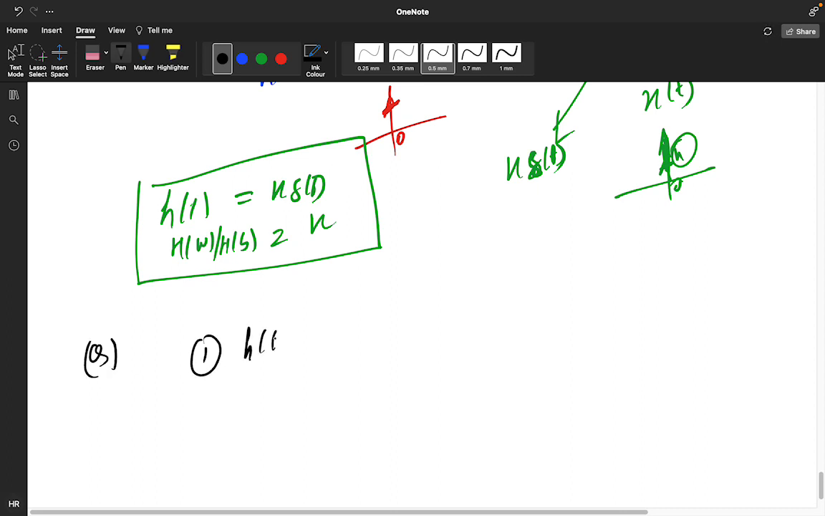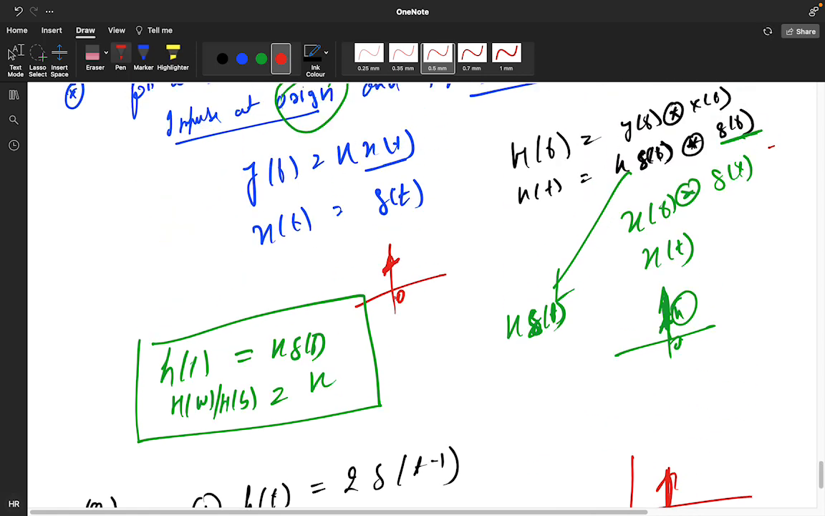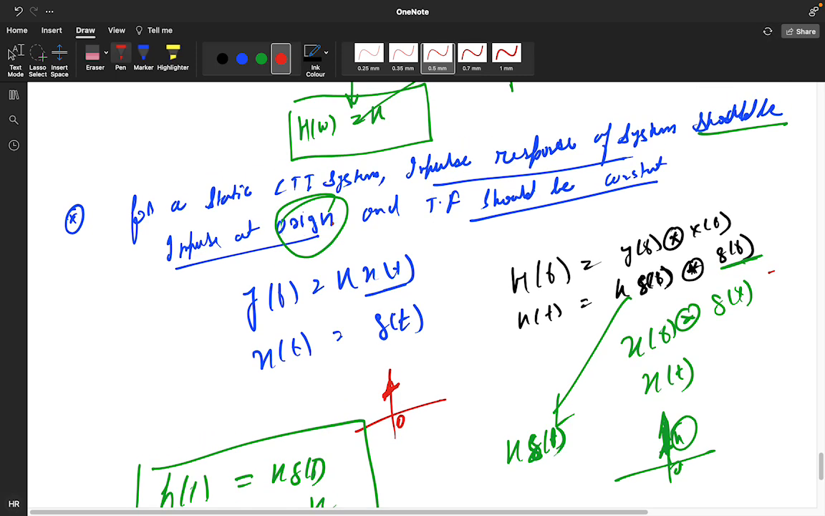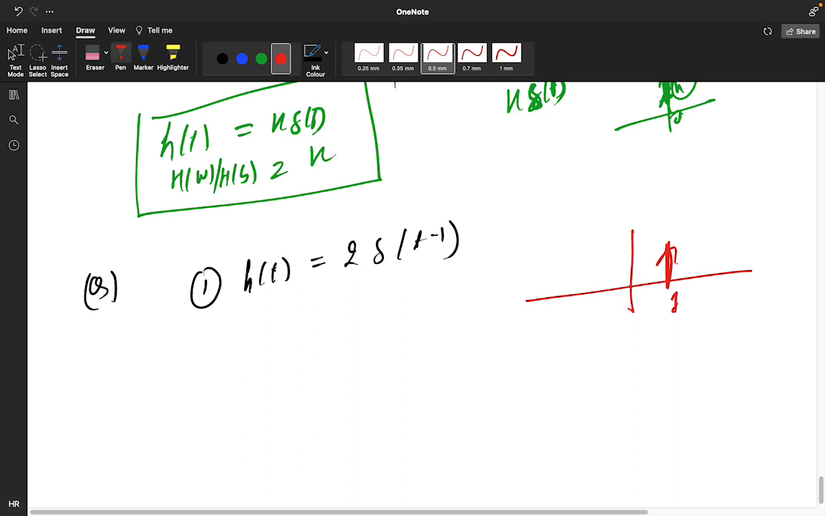First question: h of t is given as 2 delta t minus 1. Will it be static or not? This impulse comes at 1. The statement is that for a static LTI system, the impulse response should be an impulse at origin. Are we getting it at origin? No, we are getting it at 1. So this is not a static function, it is a dynamic function. Correct?